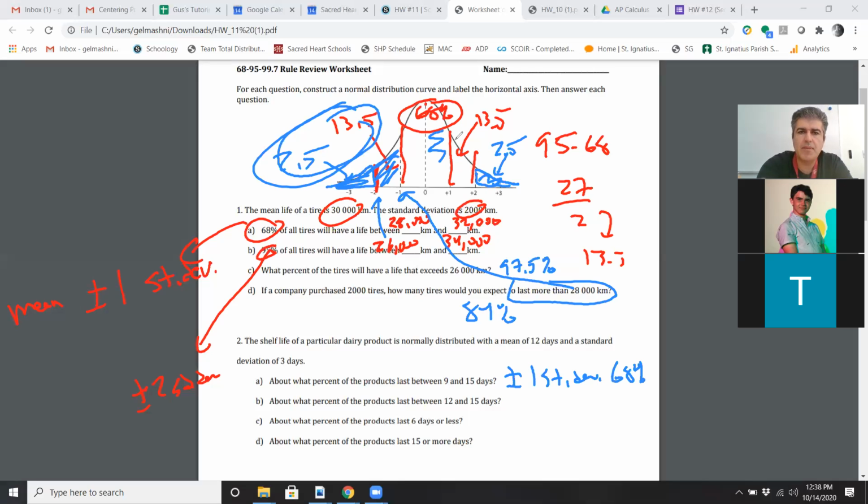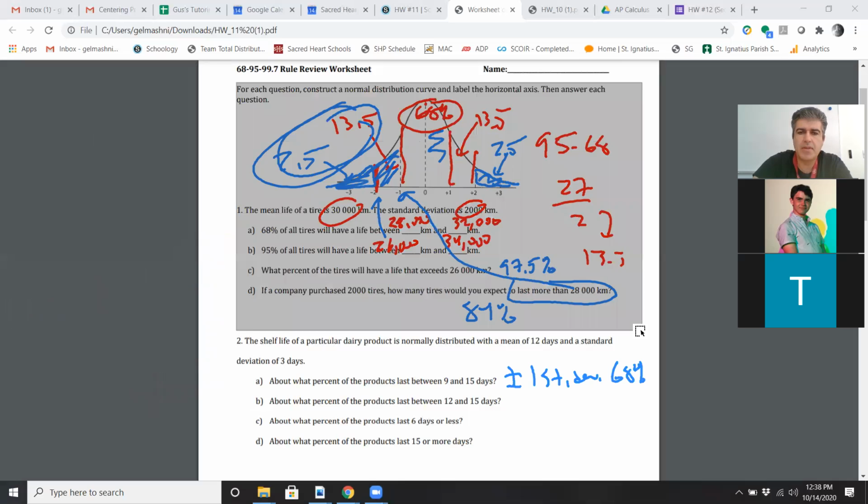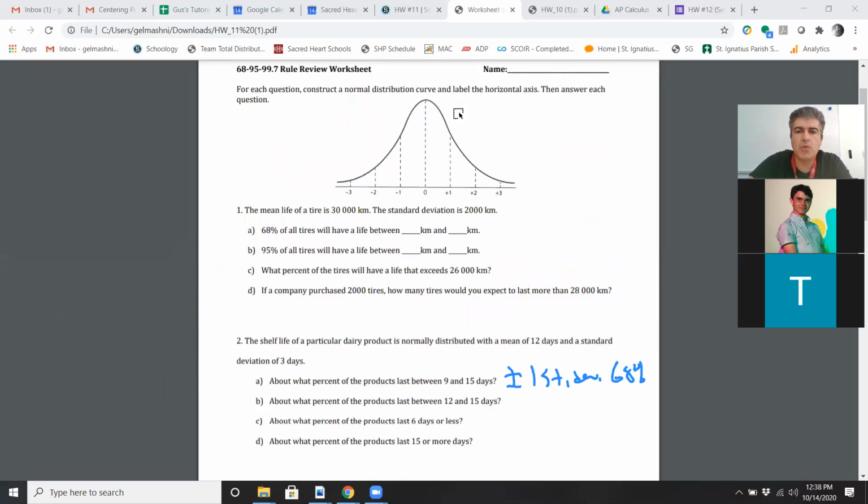So actually, let me do a selection and get rid of that, because I like using that diagram. It's actually very helpful to have that diagram. There we go. So between 12 and 15 days. Remember, the mean was at 12 straight up, and that was at 15. So it's going to be all this right here, so that's going to be 34%.